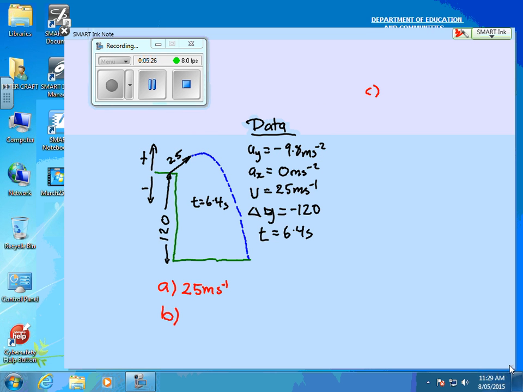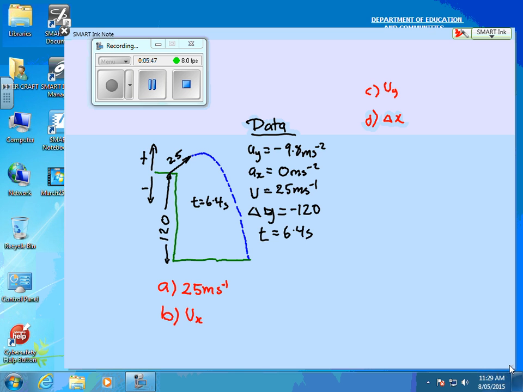Initial vertical velocity. Is that easy to find? No. So I'm going to leave that one. D. Range. Just to remind me, I'll put UX, UY, range, delta X. Not easy to find. So I'm looking for an easy one to do.